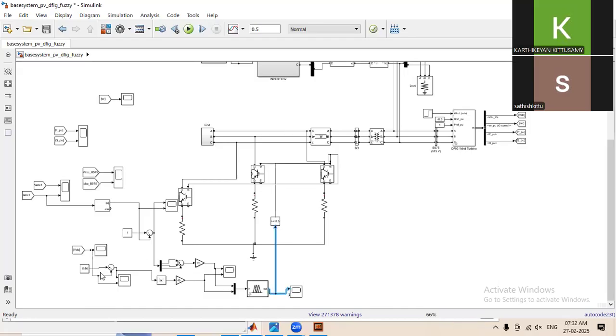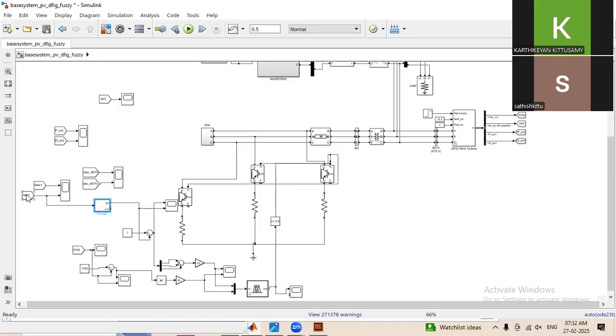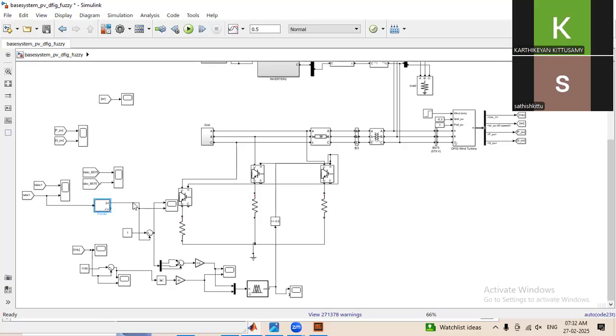Here the fuzzy controller is checking the DC link voltage and the grid current. The magnitude of the grid current is measured here. This is grid current. From that the magnitude is measured, and it is compared with the reference, that is nominal current 1 per unit, and the error is provided here to the fuzzy controller. Here it is three phase, so we take the average value and provide it to the fuzzy controller.